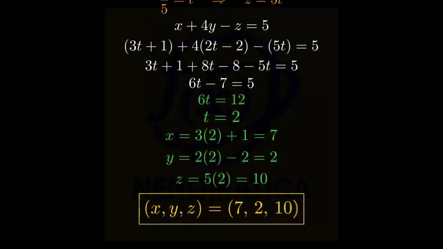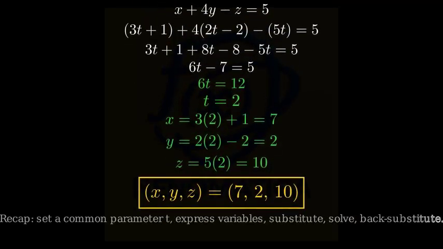Recap. We introduced a parameter t for the common ratio, solved each variable in terms of t, substituted into the linear equation to find t equals 2, and then computed x, y, z. This approach turns a tricky-looking system into straightforward algebra.